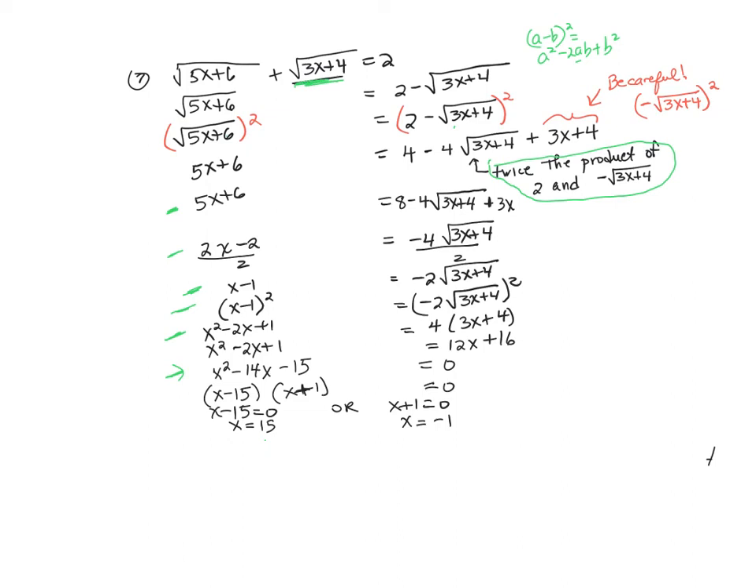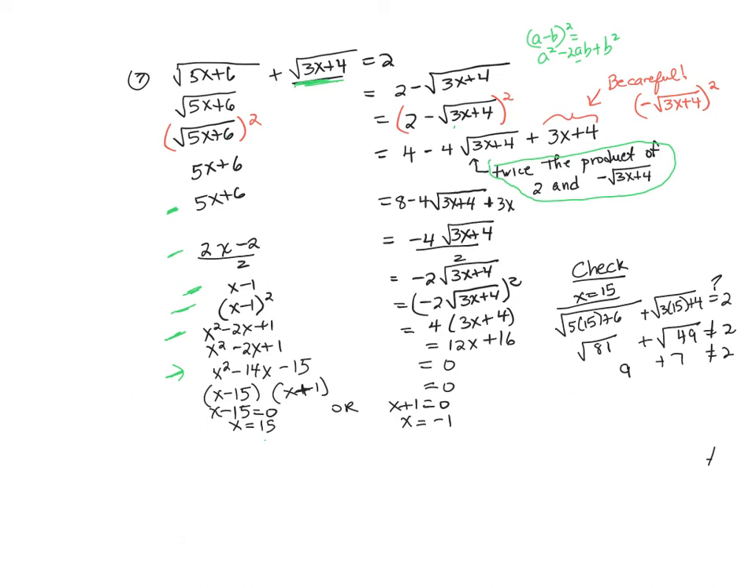Okay, now we have to check it. So I'm going to write the check up here. So first we'll check 15, and we get the square root of 5 times 15 plus 6 plus the square root of 3 times 15 plus 4. Does that equal 2? That doesn't look like it would equal 2, but let's just go through it anyway. This gives us the square root of 81, and this gives us the square root of 49, and that definitely does not equal 2. 9 plus 7 does not equal 2. So we reject 15.